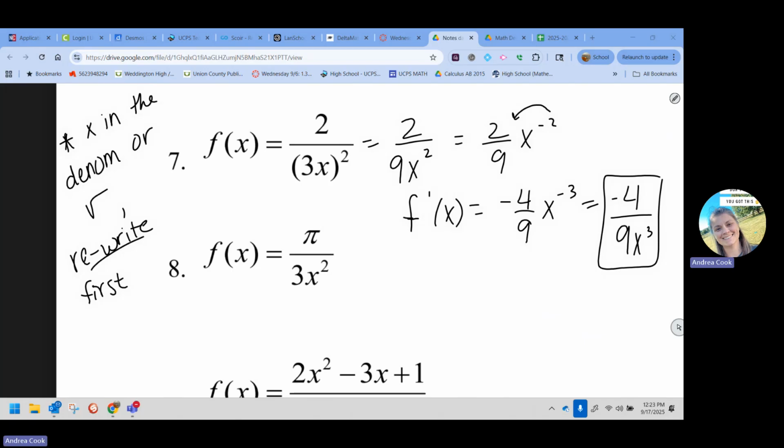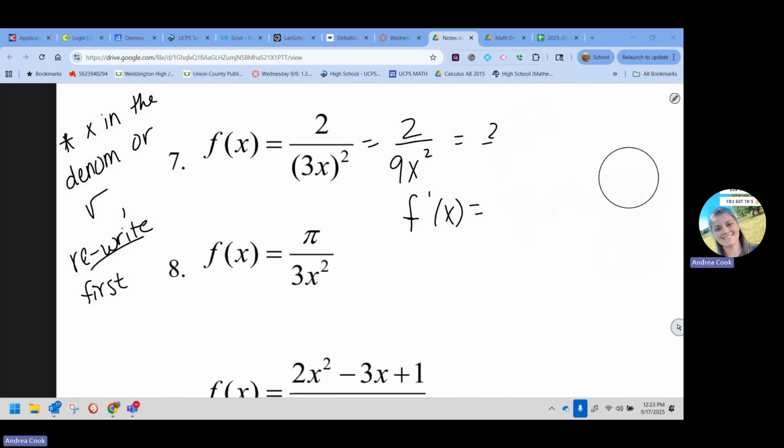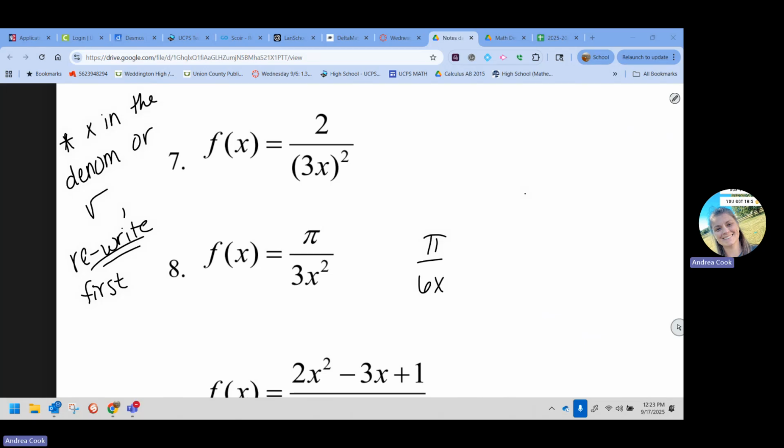Okay, number 8, similar idea. It's very tempting to look at this and skip that rewrite step, but if you do, you won't get it right. So I might look at this and be like, ooh, it's pi/6x. But it is not that. You cannot take a derivative of an x in the denominator. You've got to rewrite your expression first and then go through and do your derivative.